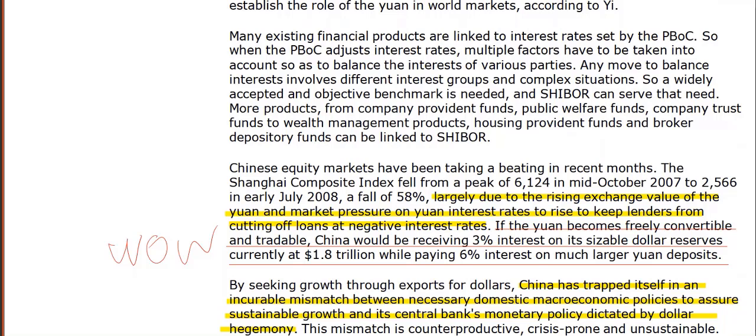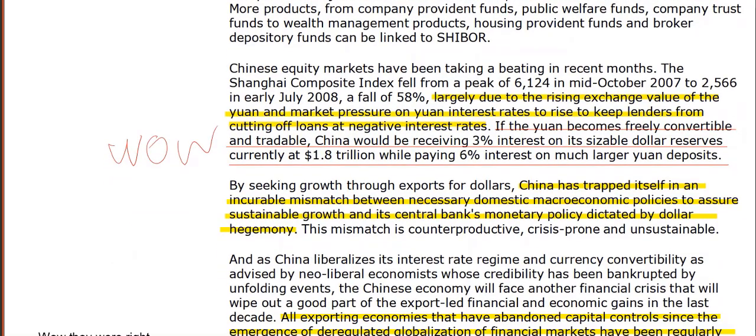Chinese equity markets have been taking a beating in recent months. The Shanghai Composite fell from a peak of 6,124 in mid-October 2007 down a third, to 2,566 in early July 2008, a fall of 58%, due largely to the rising exchange value of the yuan and market pressure on yuan interest rates to keep lenders from cutting off loans at negative interest rates.